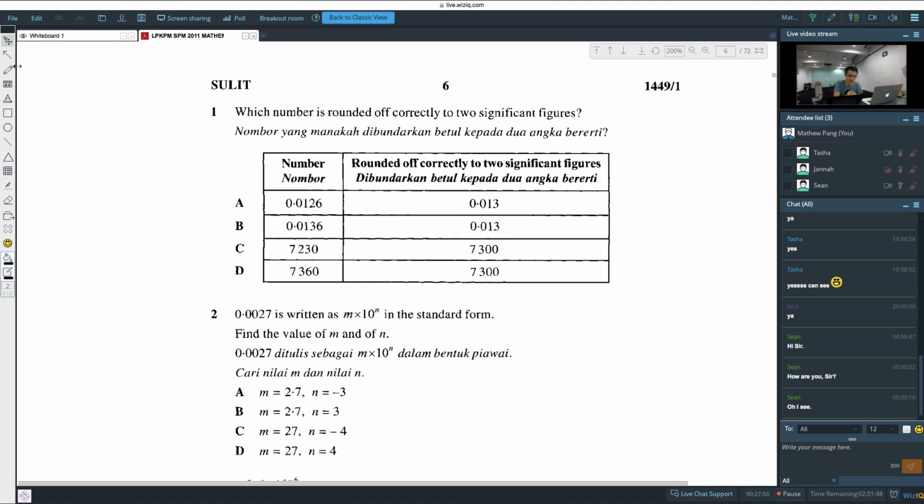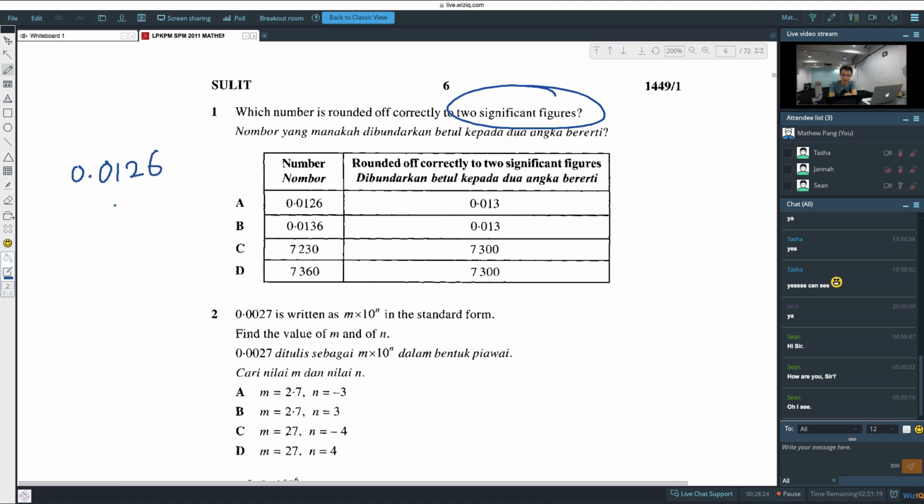Okay, so the first question over here is on significant figures. Significant figures should be very easy. You just always calculate from the beginning. For significant figures, we never count the zeros at the front, but we do count the zeros at the back.